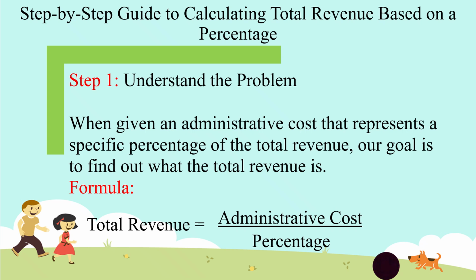Step 1. Understand the problem. When given an administrative cost that represents a specific percentage of the total revenue, our goal is to find out what the total revenue is. Formula: total revenue equals administrative costs divided by percentage.